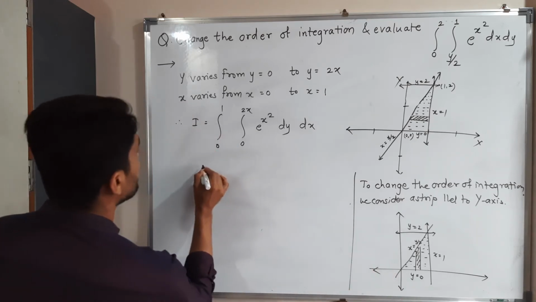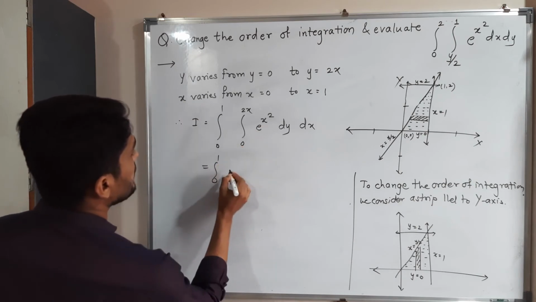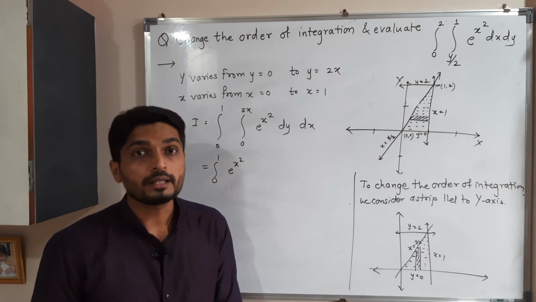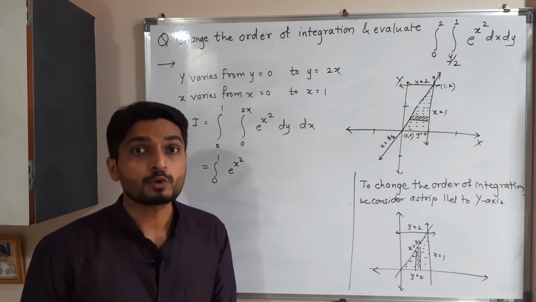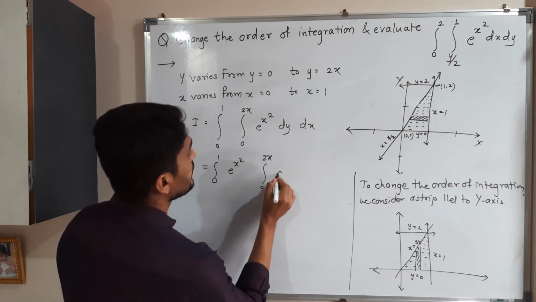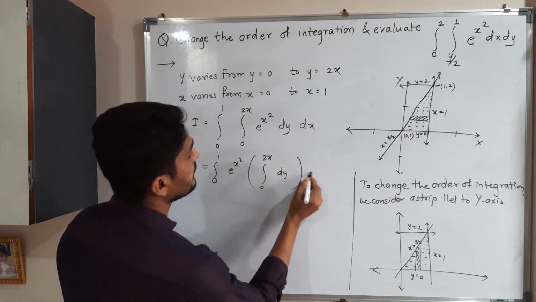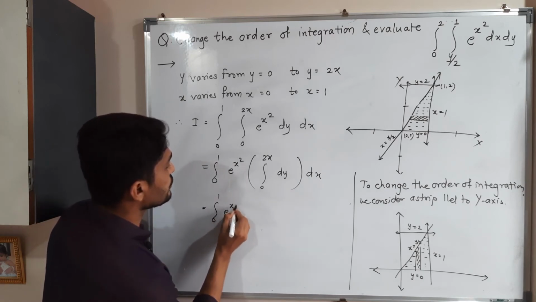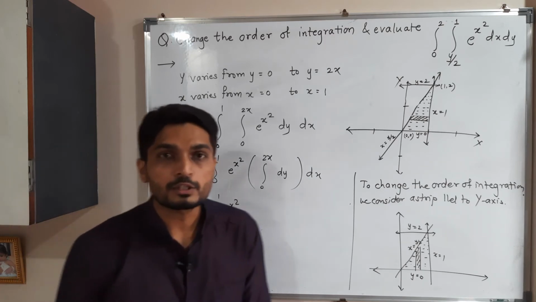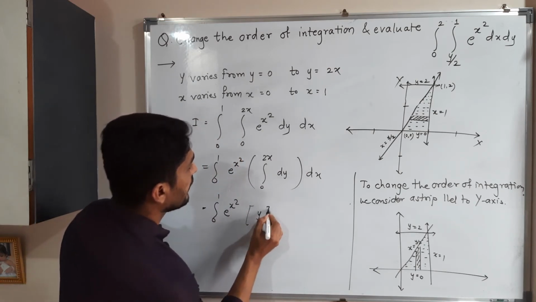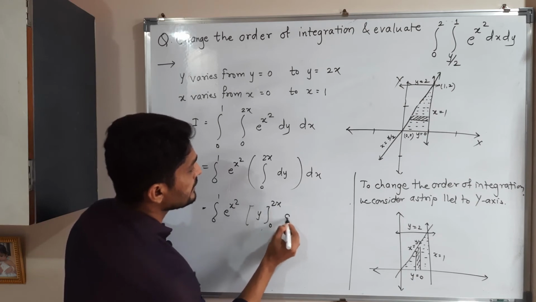So for that, integration 0 to 1, e raised to 2x, e raised to x square is independent of y, its term of x only. So it is constant and I will take it outside. Integration 0 to 2x dy and dx. Okay, so this is equal to integration 0 to 1 e raised to x square. What is the integration of dy? Obviously it is y, from 0 to 2x, dx.